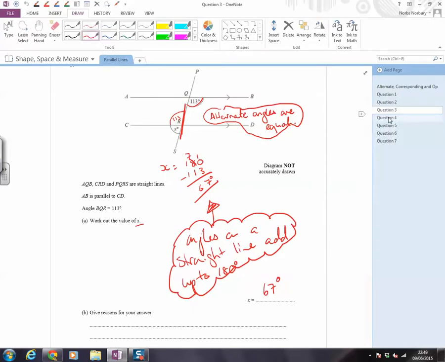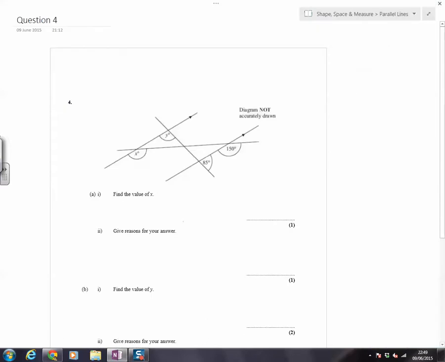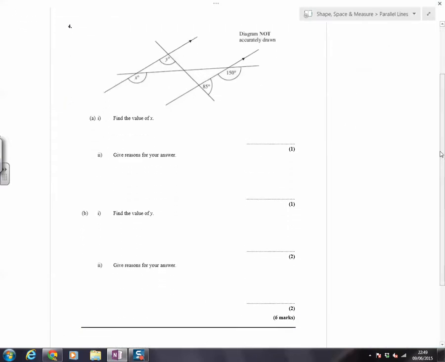Let's move now to question 4. Remember, you get to pause the video and rewind at any time. So here we go. I need to find this angle here, angle X. Well, this time you'll notice the arrow, the parallel lines are not running straight across, they're actually running on the diagonal. So this angle here is the same as this angle here.